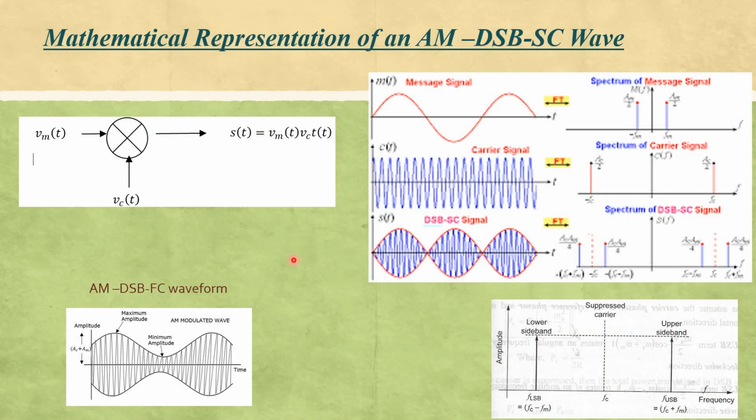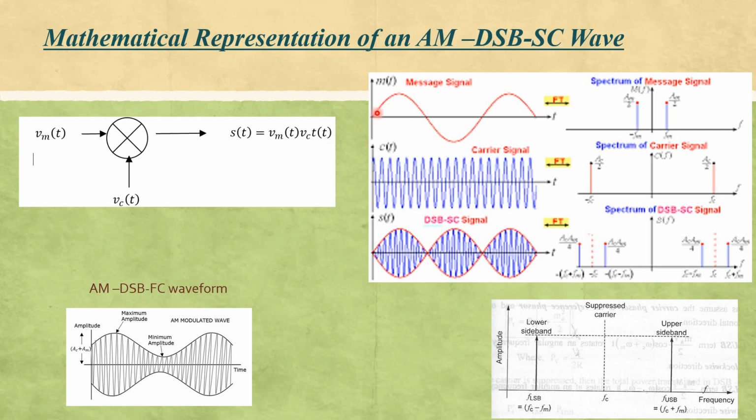So one is called mathematical representation of AM double sideband suppressed carrier wave. To generate a double sideband suppressed carrier signal, we need two input signals. One is message, another one is carrier signal. By using a product modulator or balanced modulator, we are able to generate a double sideband suppressed carrier signal. So v_m(t) is called message signal and v_c(t) is called carrier signal. You can see s(t) is called double sideband suppressed carrier signal. We are just multiplying v_m(t) and v_c(t). The resultant output will be a double sideband suppressed carrier signal.